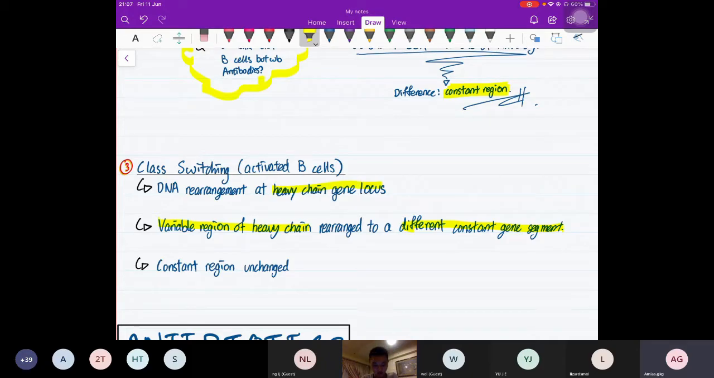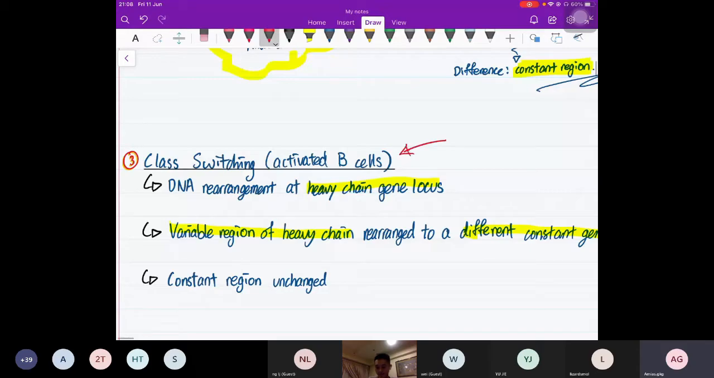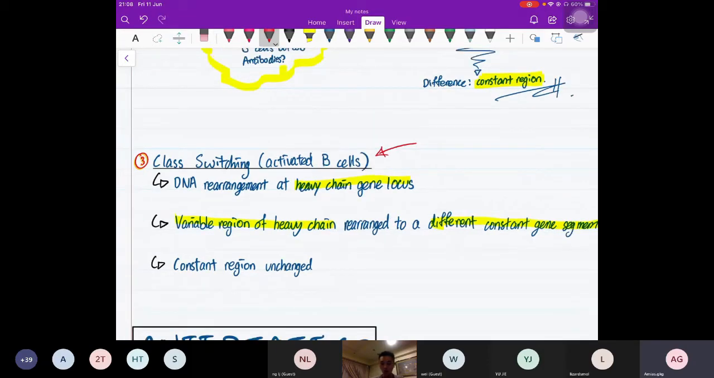Okay, so a question, just to make you think. After VJ recombination, will it undergo class switching? Okay, the answer is no, because the thing to realize about class switching is it only occurs in your heavy chain. Only in your heavy chain. That's why I wrote heavy chain here. It does not occur in your light chain. Only in your heavy chain. Okay?